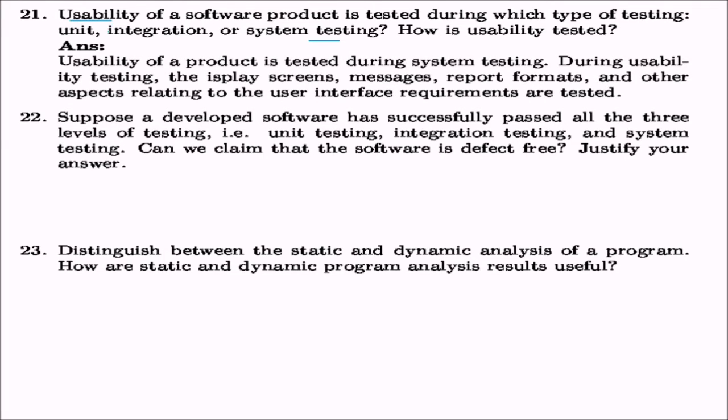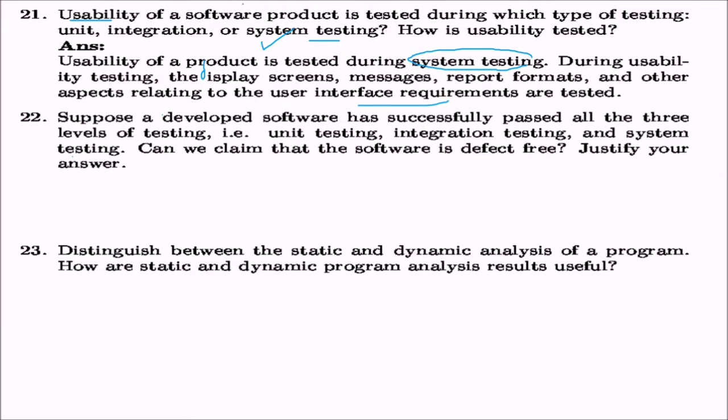Usability of a product is tested during the system testing level of testing. So during usability testing, the display screen and messages, report formats, and other aspects relating to the user interface requirements are tested. 22.